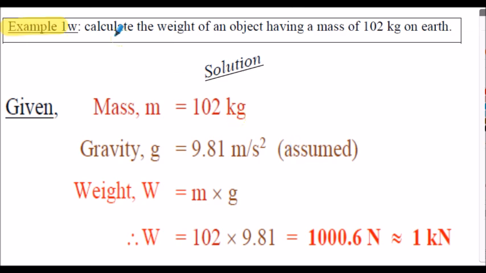Example 1. Let's calculate the weight of an object on Earth that has a mass of 102 kilograms. So in the question we're given that the mass, m, is 102 kilograms. We always assume that gravitational acceleration, lowercase g, is 9.81 meters per second squared. So to calculate the weight force, W, is simply mass times gravitational acceleration, Newton's second law. So W in this case is 102 kilograms multiplied by 9.81. So that works out to be approximately 1 kilonewton.